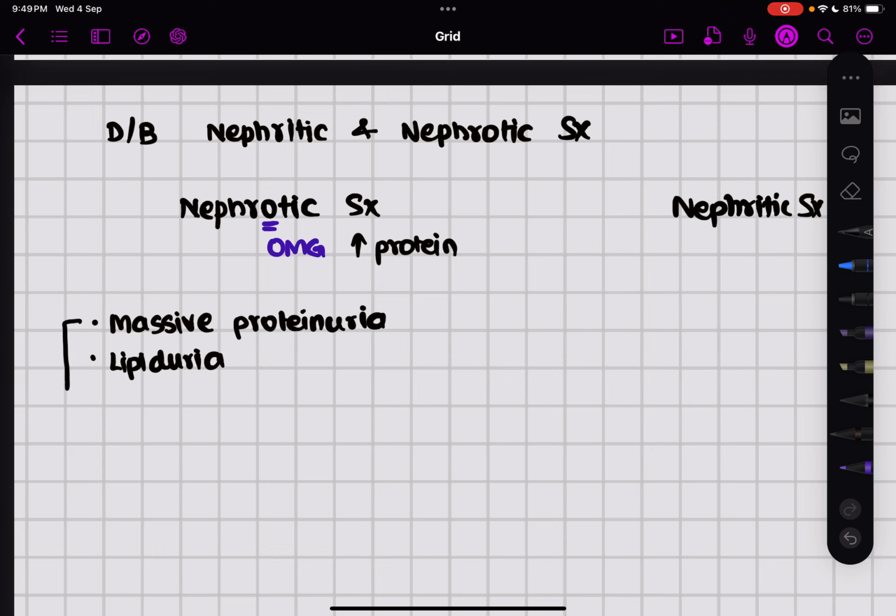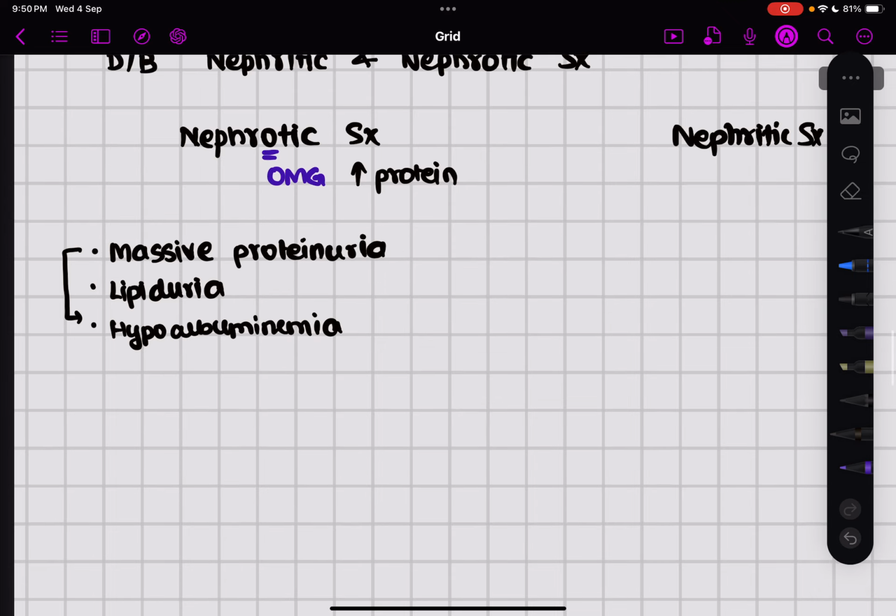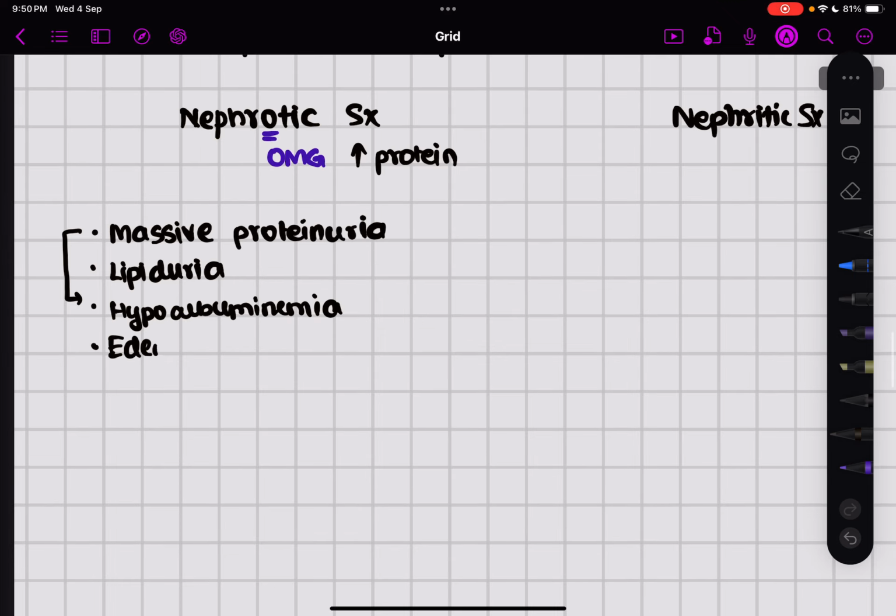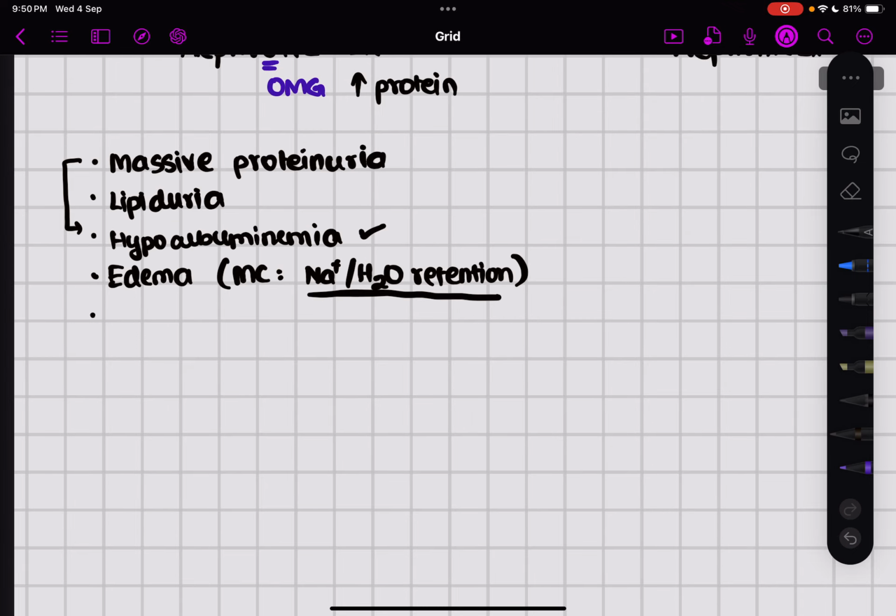By massive proteinuria, we get hypoalbuminemia, which can also lead to edema. But the most common cause of edema is sodium and water retention rather than hypoalbuminemia. Hypoalbuminemia is a cause, but the most common cause is sodium and water retention. And thrombotic events. Thrombotic events occur due to loss of antithrombin 3.